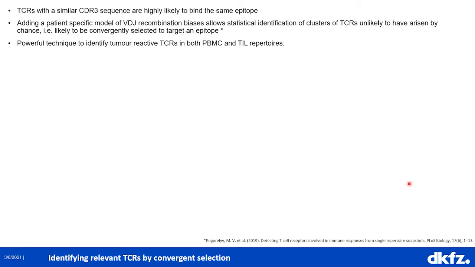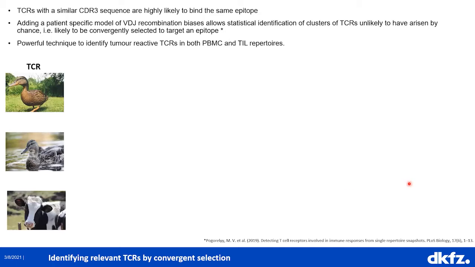So thinking now about convergence selection very briefly: TCRs with a similar CDR3 sequence, the complementarity determining region, are likely to bind the same epitope. So what does that look like? Well, really simplistically, if we sequence the TCRs, and this is now trivial to do with all sorts of technologies, and it's been done for a good 6-7 years now, if we characterize them, we say, well, these two seem very similar.